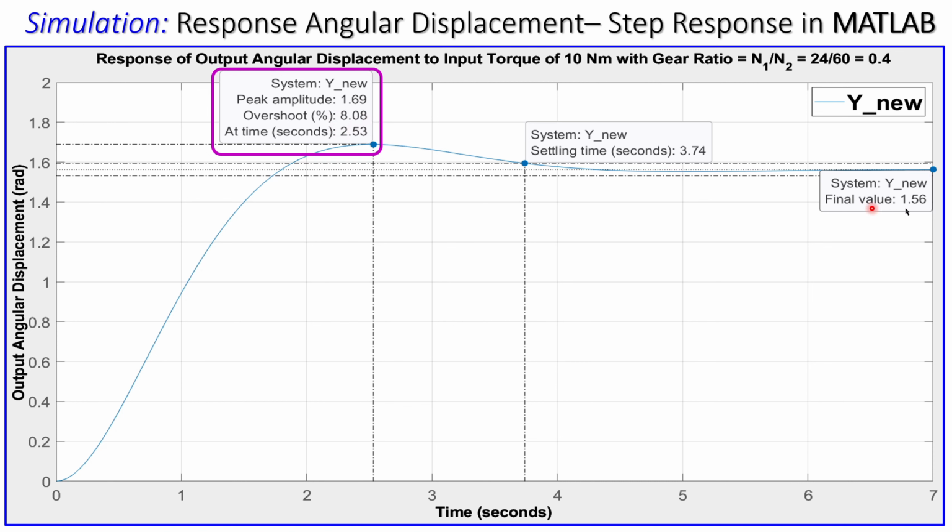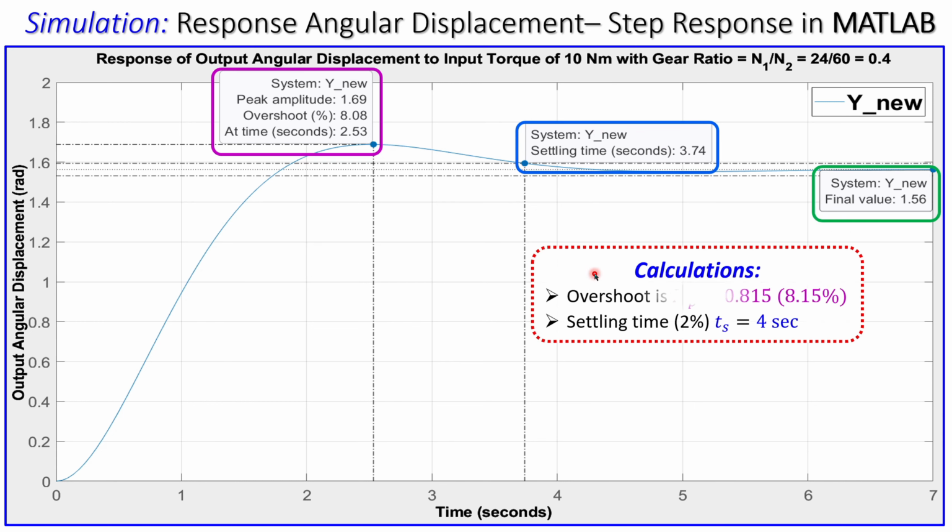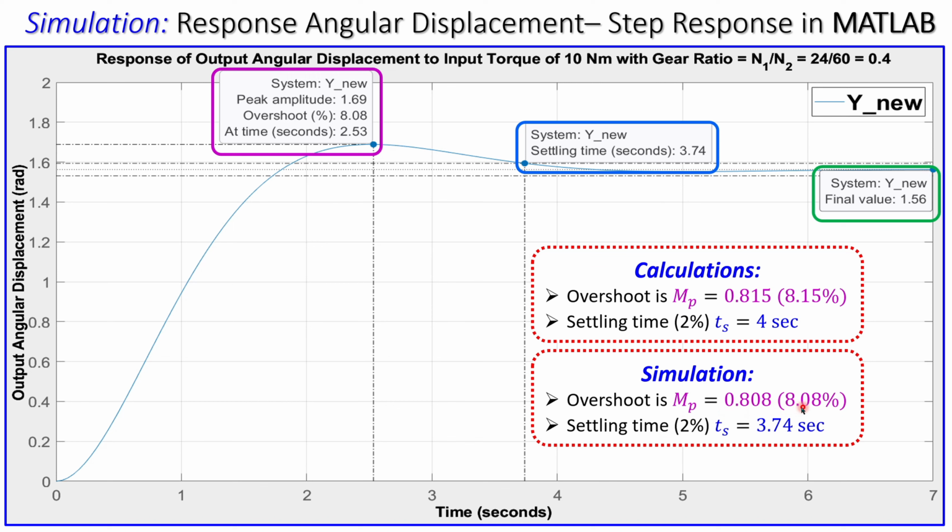You can also see the final value is 1.56, so that's actually exactly as we have in the Simulink, but this is quite different actually. So that's again my problem. And the settling time is also close to 4, and again the final value. These are the calculations, so the settling time is what we have here, but this is what we get from simulation, so it gets close.